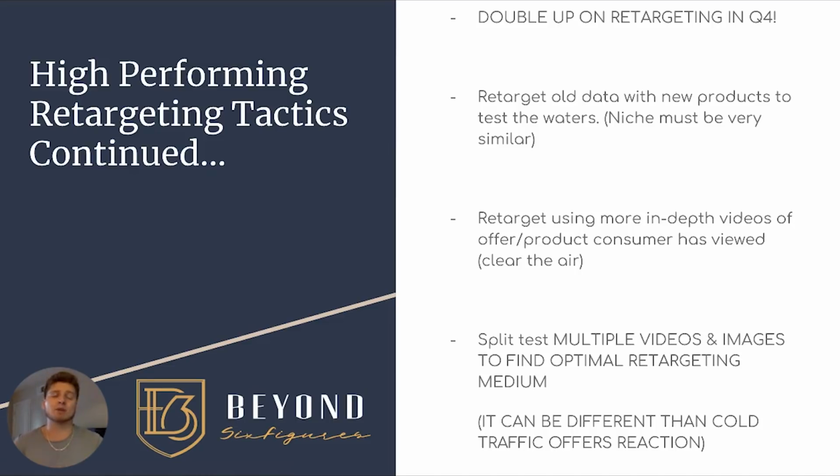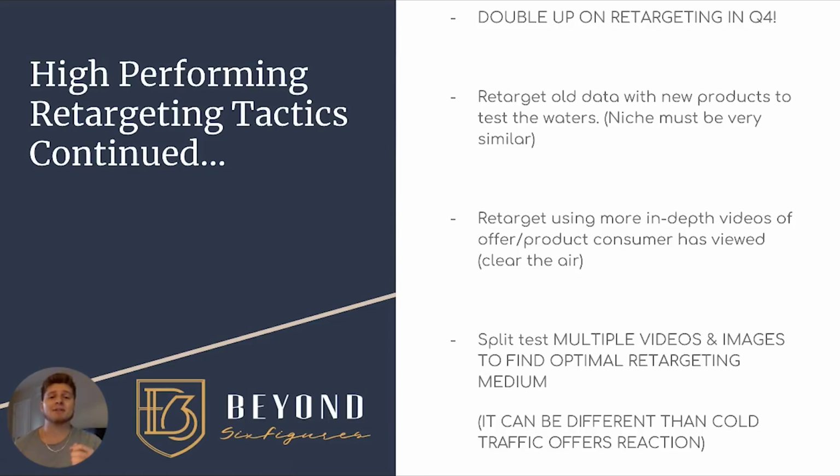Next, split test multiple videos and images to find the optimal retargeting medium. Meaning, you should not be selling with one video or one type of picture. You should be testing the waters with everything to see what works best and what really converts the most people who are actually interested in the product in general. And then you can take that data and move it all the way over to your cold traffic campaigns and possibly see a higher conversion rate just from using that data that you found out from the retargeting.